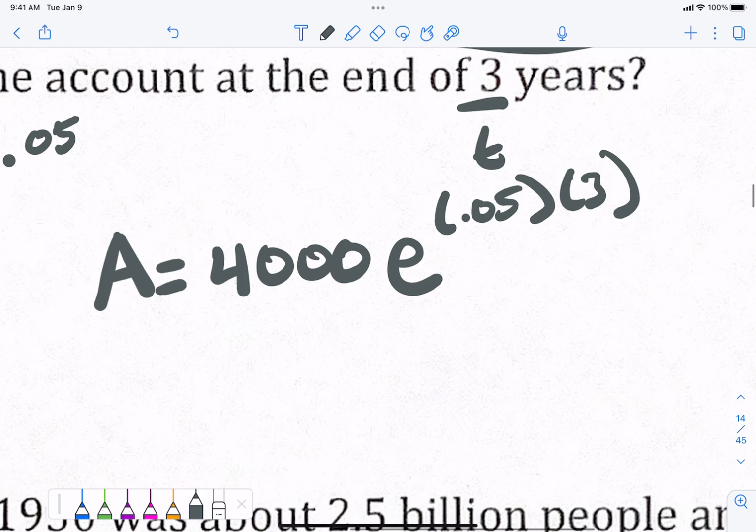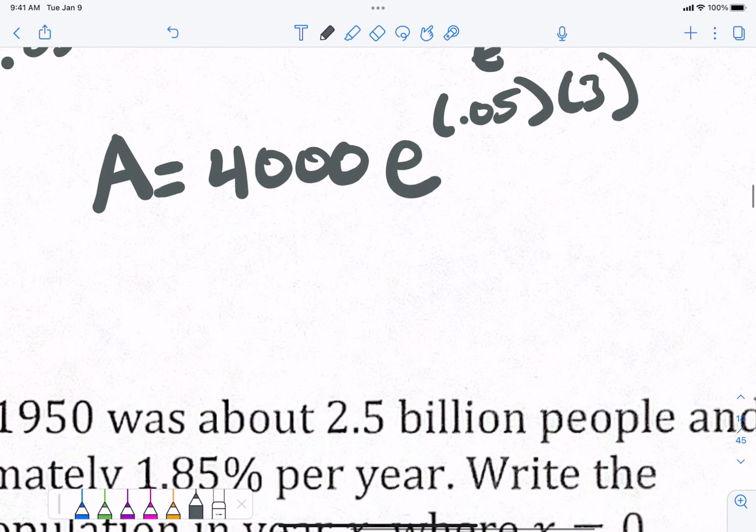Do you all know how to find your E button? You might have to hit shift something. Shift LN, and we'll talk about what LN does later in the chapter. Oh, found it. Some of you, when you hit the E button, will already open up your exponent, so you just have to type in 0.05 times 3. You don't have to use parentheses.